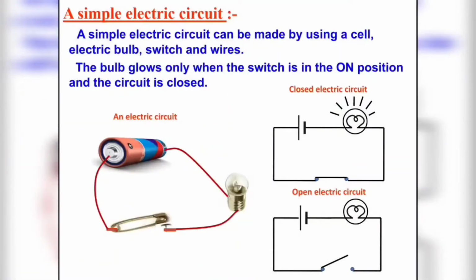Let's talk about a simple electric circuit. We all know that an electric circuit is made up of different components such as an electric cell, battery, switch, electric bulb and wire. These components can be represented using some symbols, and when these symbols are represented together, they form a circuit diagram, which you can find on your right hand side, denoting a closed electric circuit as well as an open electric circuit.